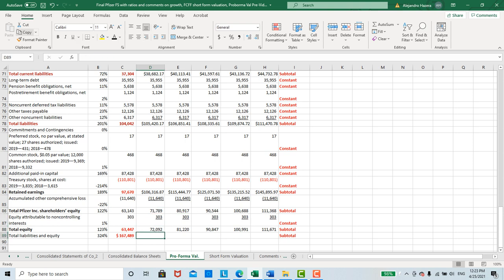Your total liabilities and equity should be the sum of total liabilities plus your total equity right there. I put lines there too because that's a subtotal. And just copy across.